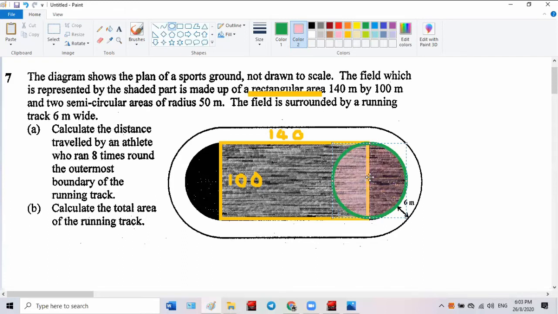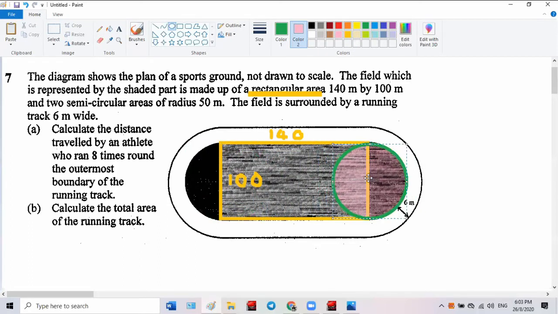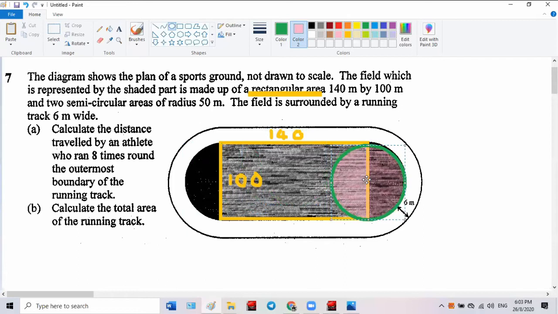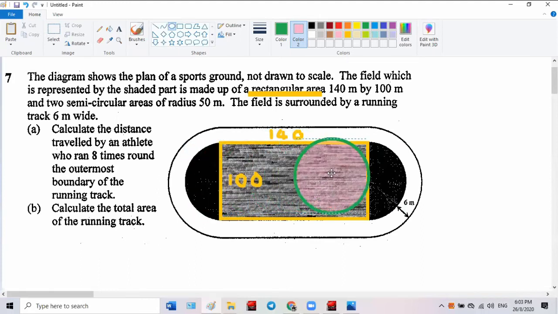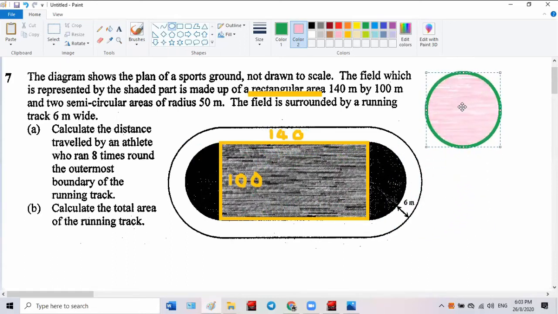So this circle is actually here. The other part is here. Can you see? So these two parts form a full circle. You got half a circle here and half a circle here. Yes. So these two halves are actually equal to one circle, isn't it? And what is the radius of the circle?